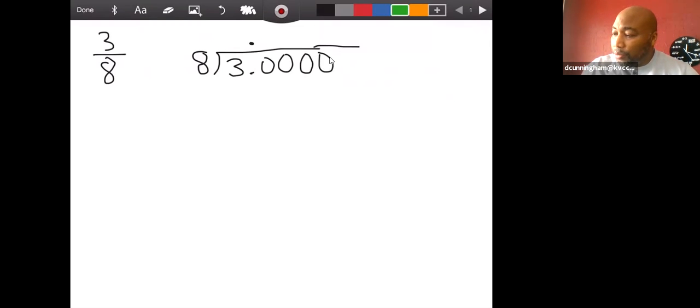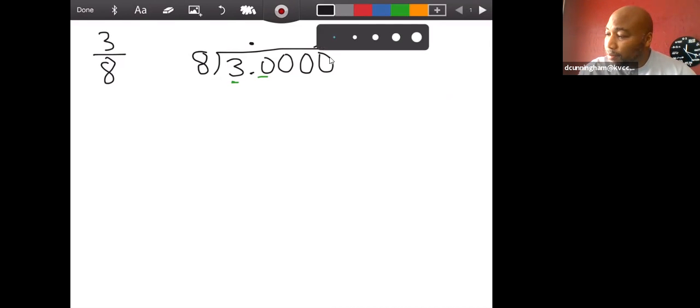So 8 cannot go into 3, so we just look at the next number, 3 and the 0. What number can we use without going over? In our case, we could use 3.